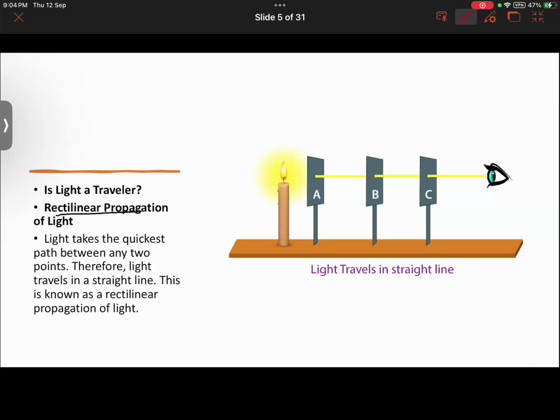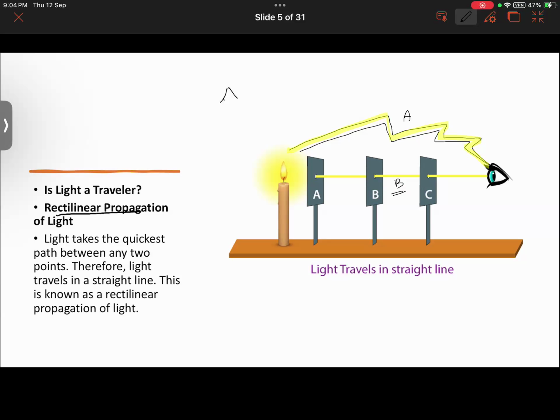So light always takes the quickest pathway between two points, meaning that for light to reach from this candle flame to the eye, it has, let us say, two pathways. It can go in this direction, and another one is shown in the diagram. Which one is the shortest and the quickest pathway? Sir, the one drawn in the diagram. The B one. Yes. So light takes the quickest, the shortest pathway. So the shortest pathway is the straight line.